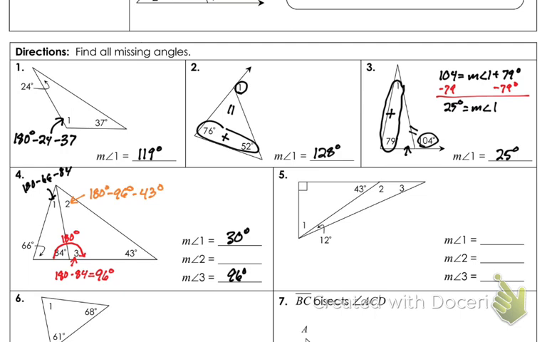What do we get if I do 180 minus 96 minus 43? How'd you get 43? They gave it to me. Yeah, they gave me the 43. I didn't actually calculate that.